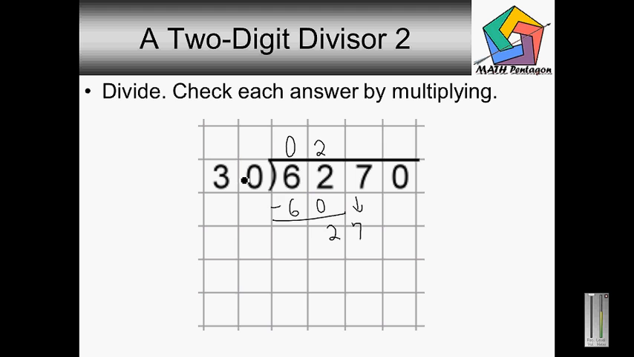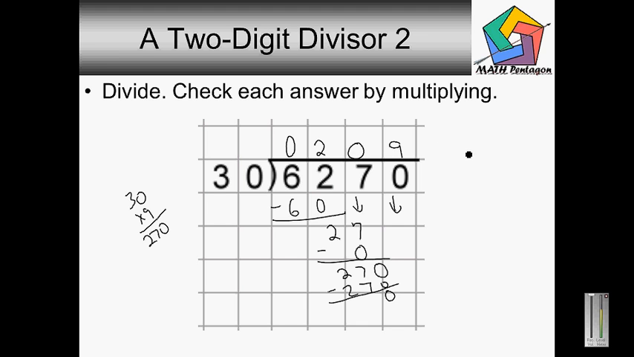Now does 30 go into 27? No. So there's no way. So you put a 0 on top of the 7 right here. So 30 times 0 is going to give me 0. So 27 minus 0 is going to give me 27. I bring down the 0. Now 30 goes into 270 9 times. As you can see, 30 times 9 is 270. So what I would do is 270 minus 270, which is going to give me 0. So my answer would be 209.